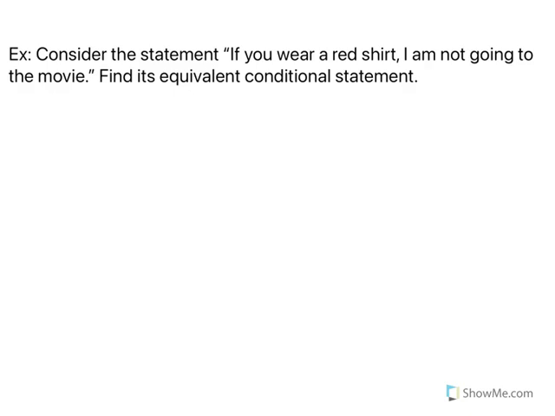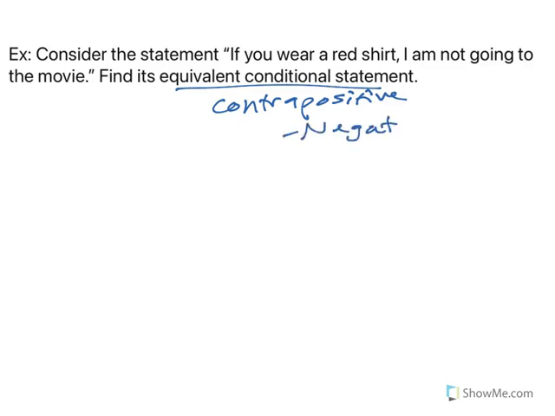All right, let's do one with words. Consider the statement: if you wear a red shirt, I am not going to the movie. Find its equivalent conditional statement. Okay, now sometimes you've got to kind of think through this. The equivalent is the contrapositive. We just talked about this a little bit. Contrapositive means negate both parts and switch them, right? Reverse the order.